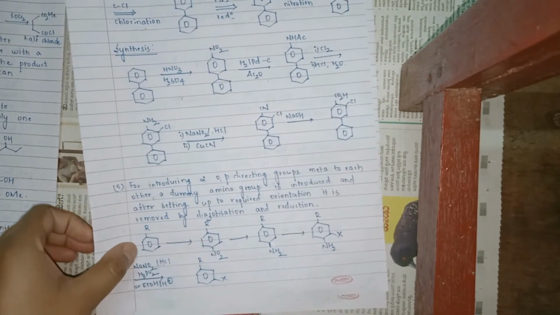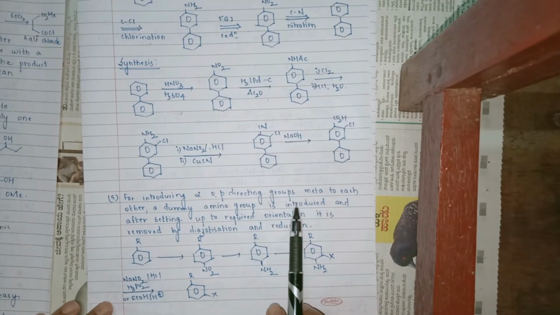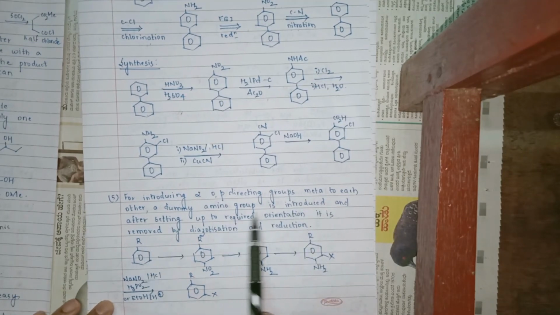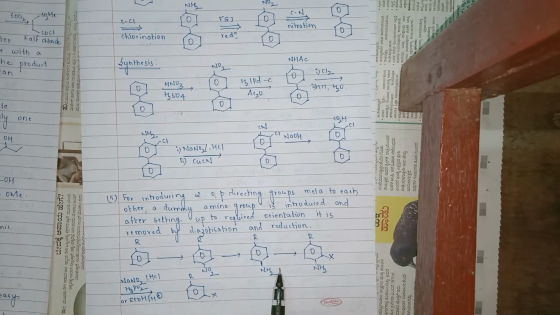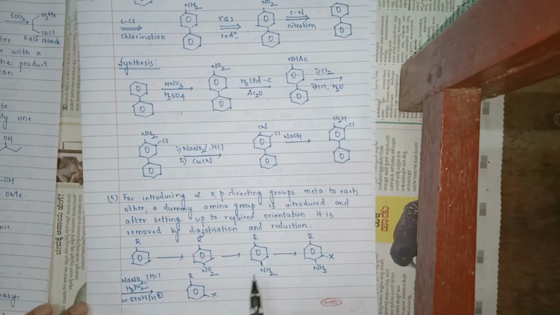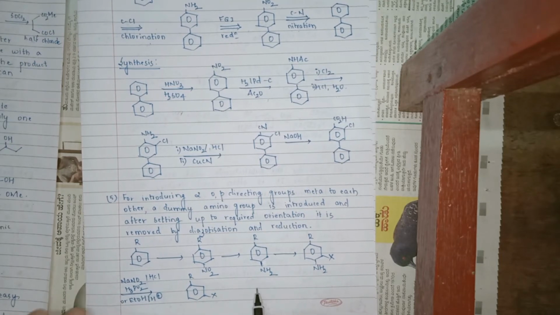So for the next guideline: for introducing two ortho-para directing groups meta to each other, a dummy amino group is introduced, and after setting up the required orientation, it is removed by diazotization and reduction. Now, if there is an electron donating system, it is always ortho and para directing. But if I want to introduce two ortho-para directing systems meta to each other, then what we will be doing is first adding an NO2 group, so that there will be a dummy introduction of an amino group.